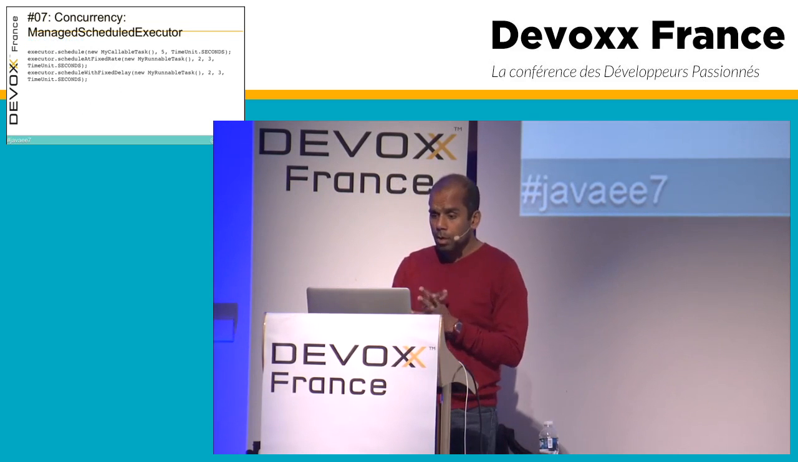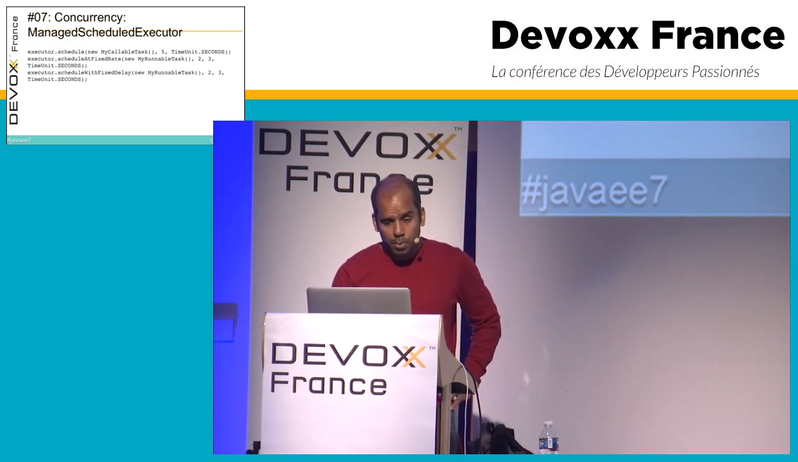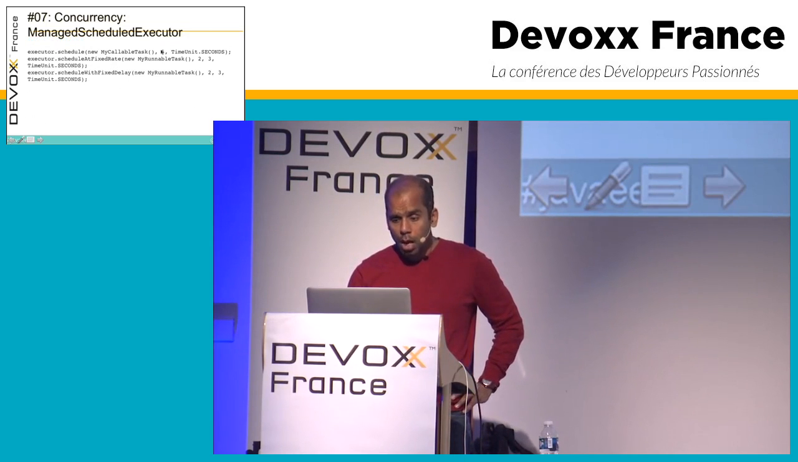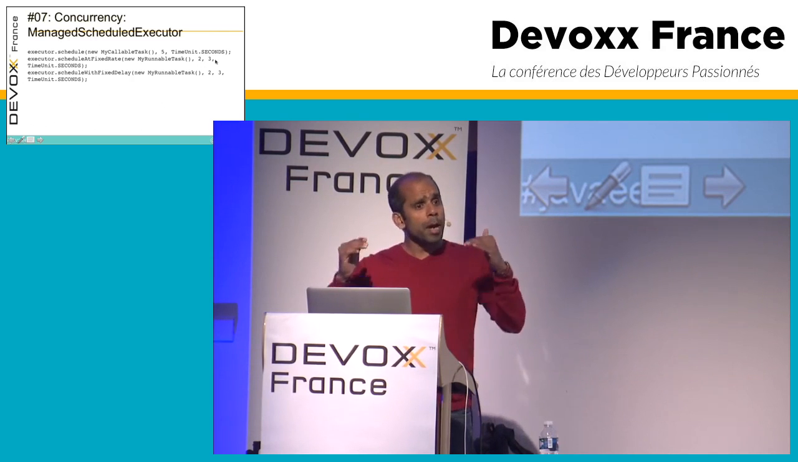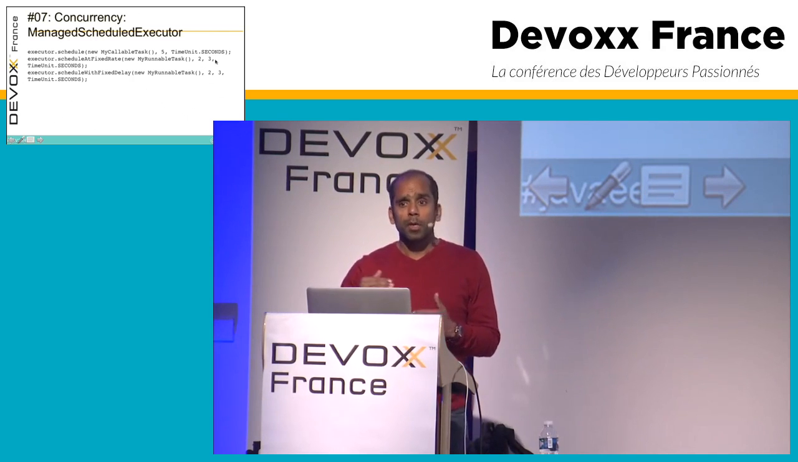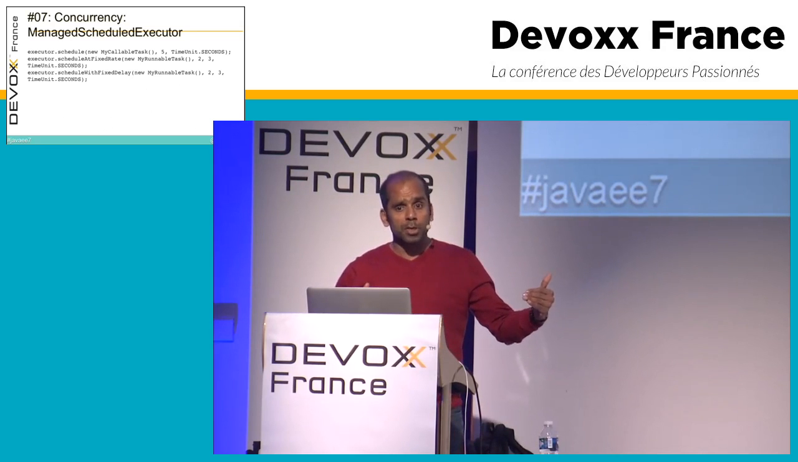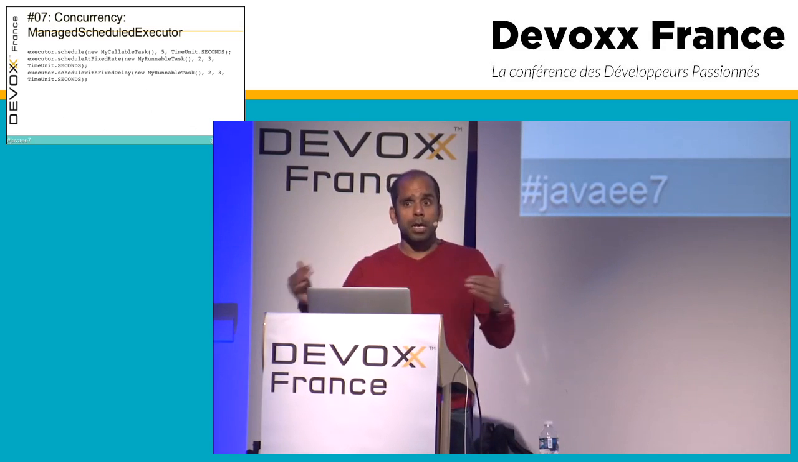The APIs are pretty simple, as I was saying. So here I'm saying schedule this task after 5 seconds. Or schedule at a fixed rate. So you're saying schedule this task with an initial delay of 2 seconds and 3 seconds after that. And there are well-defined semantics in terms of what if the previous task has not finished, what if there is a deadlock and things like that.